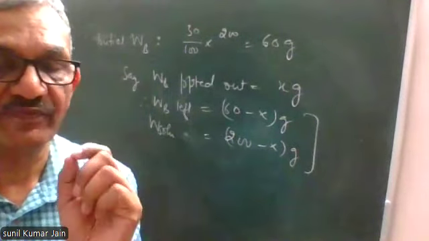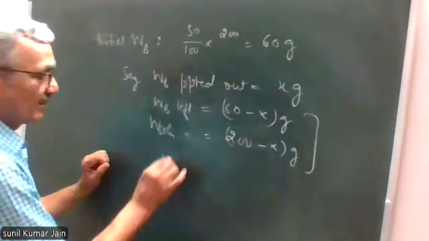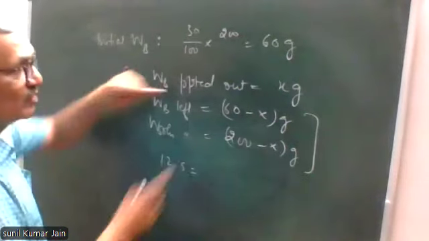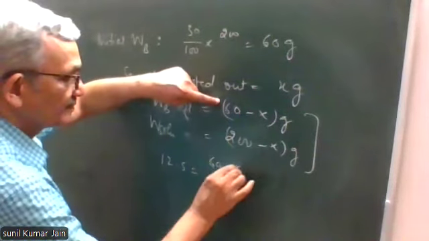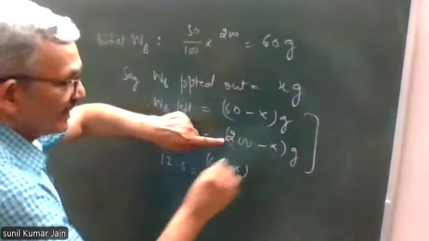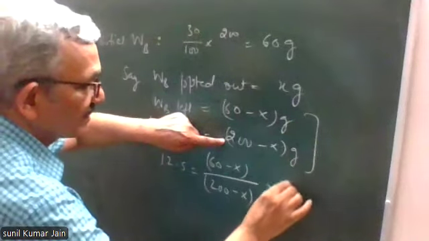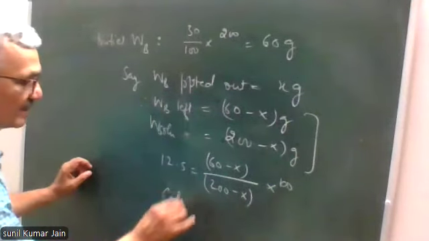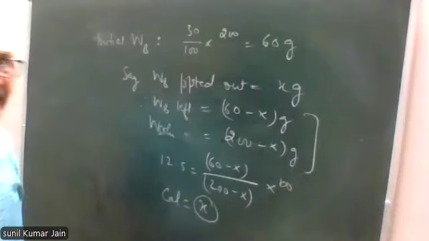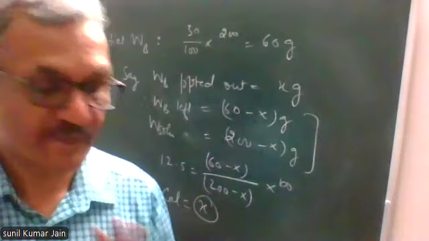Now I'll use the formula of percentage. 12.5% is equal to weight of solute divided by weight of solution, into 100. Calculate X. X will be your answer.